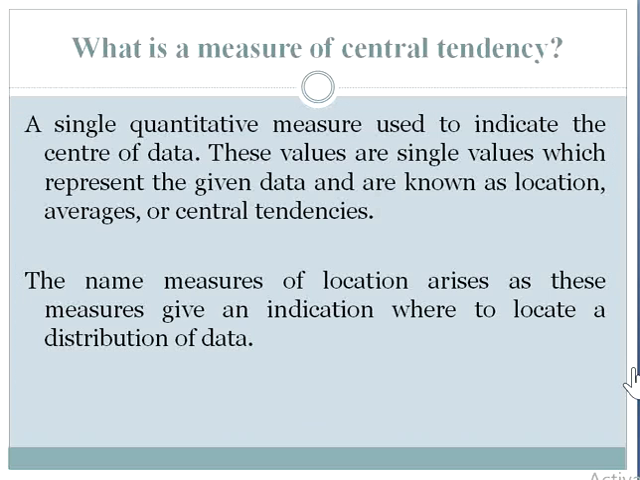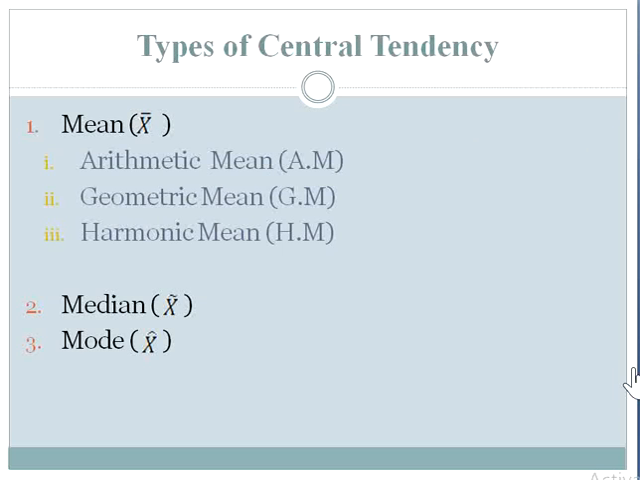Let's talk about the types of central tendency. There are mainly three types of central tendency. The mean, which is represented by x bar, the median, which is represented by x tilde, and the mode, which is represented by x hat. So mean, median, and mode are the three different measurements which we use to find the center of the data.